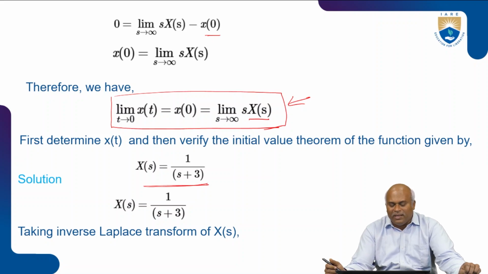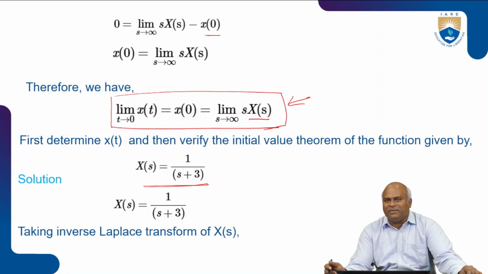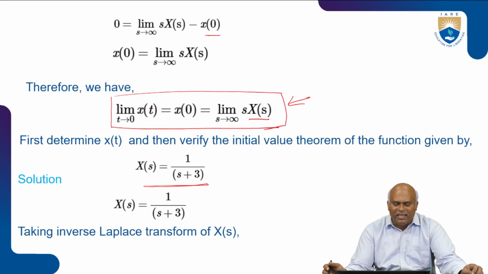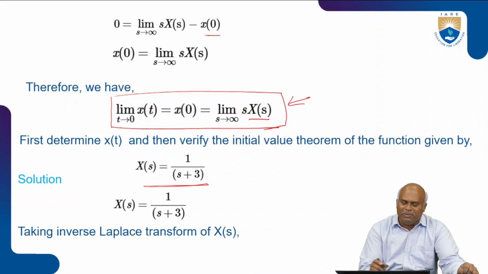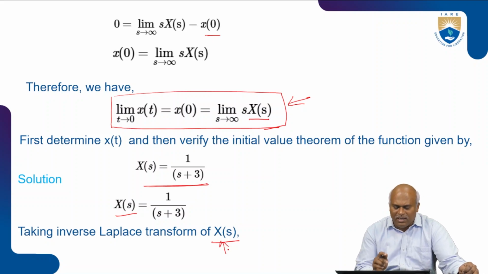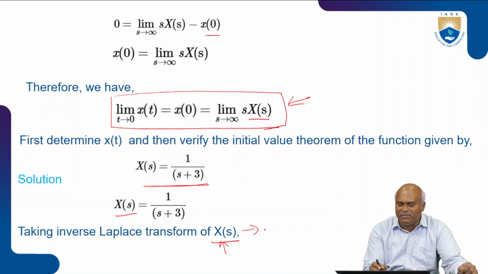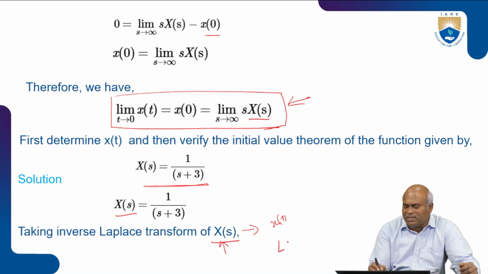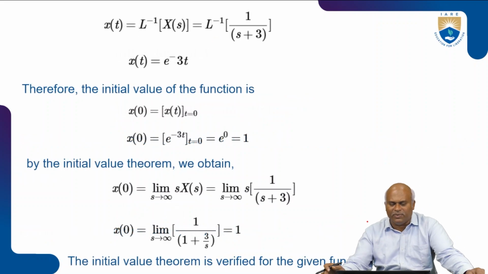Now, if we go for the solution, I take X of s equal to 1 by s plus 3, and take the inverse Laplace transform to get x of t. If we take the inverse Laplace transform, we get x of t; that is, the inverse Laplace transform of X of s equals x of t. So this is the condition we need to prove.